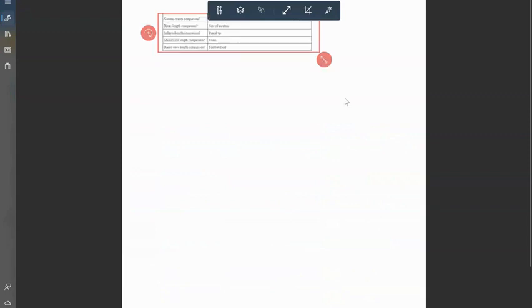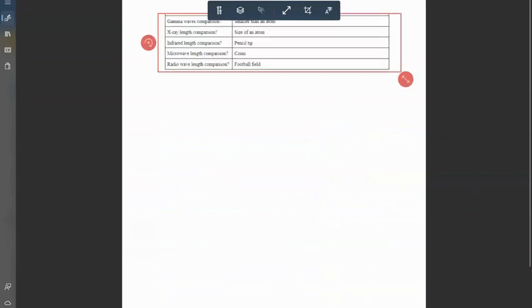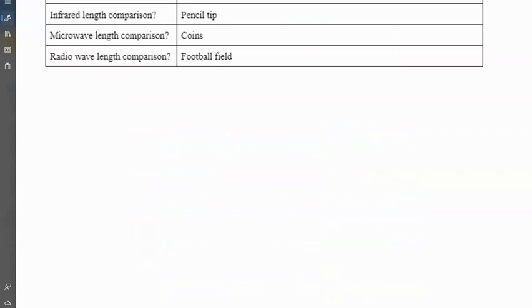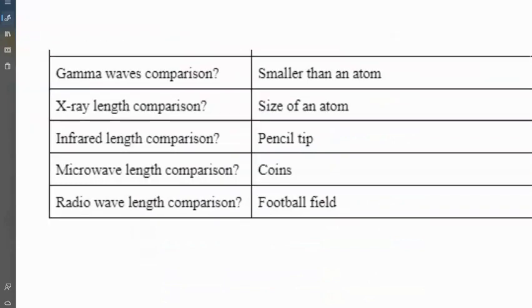So the comparisons of the length, because AP does expect you to know these, and they expect you to know these exact comparisons. So gamma waves are smaller than an atom. X-rays are approximately the size of an atom. That's how X-rays can measure the atoms in our body, because things can measure stuff that's the same size as it. It's really good at measuring that.